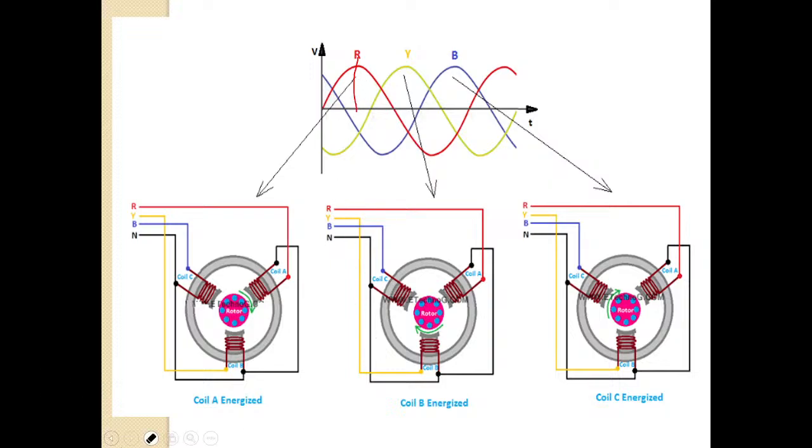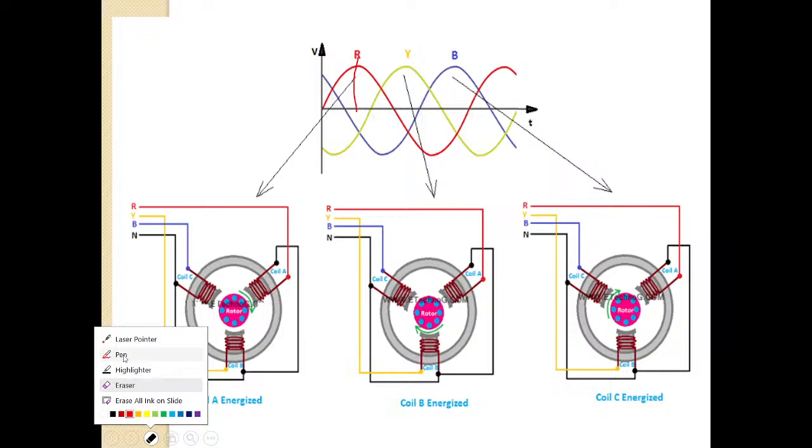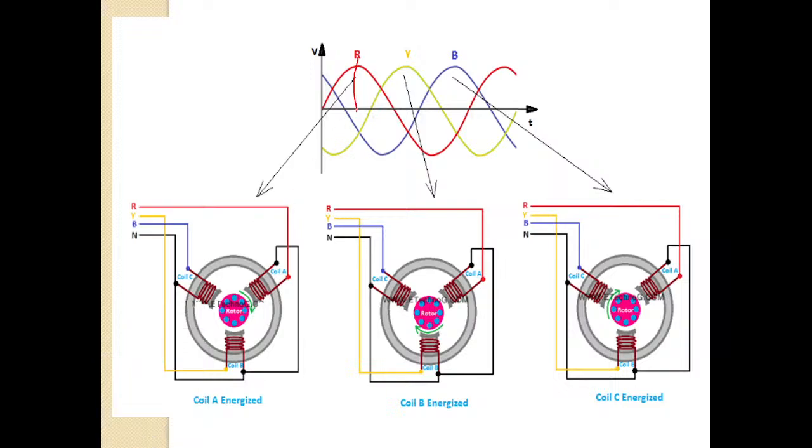So when the red phase is at its peak value, what about the yellow phase and blue phase? They are not reaching their maximum value. They are some low values. Similarly, when yellow is maximum, at this instant of time, what about blue and red? They are not maximum. Similarly, when the blue phase is maximum, both yellow and red are not maximum.